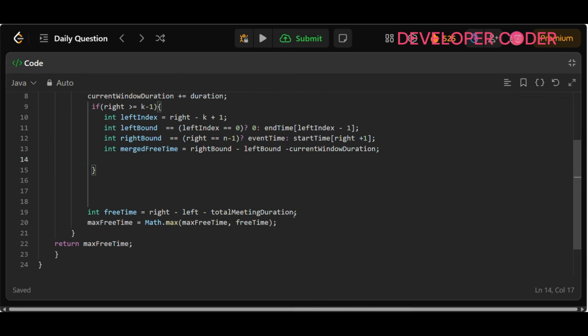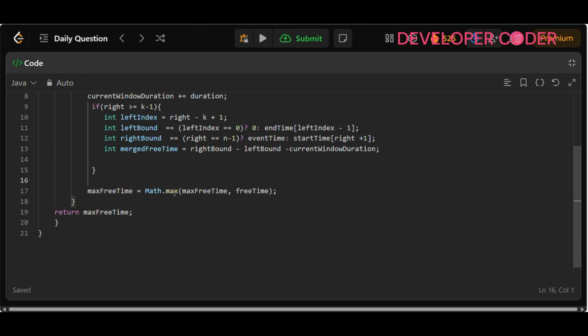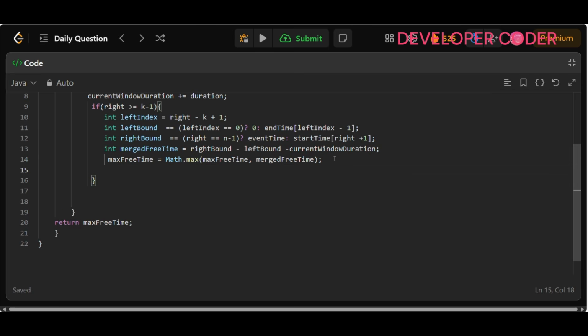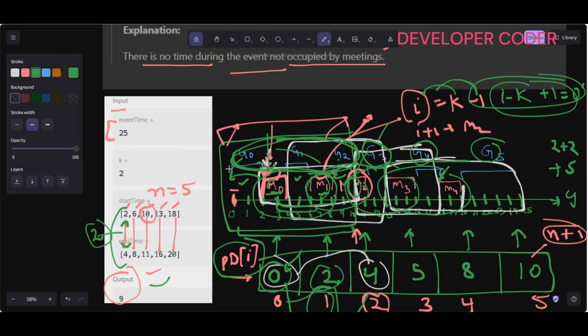And then again we have to calculate the max free time. Max free time is nothing but Math.max, you can just copy this. Here max free time is Math.max of max free time and, instead of free time, just give the merged free time. This is done. And then after that you have to slide the window: remove the leftmost meeting duration. So you calculate this, then you have to remove this and add this. m1 is already there, and you have to add the m2s.